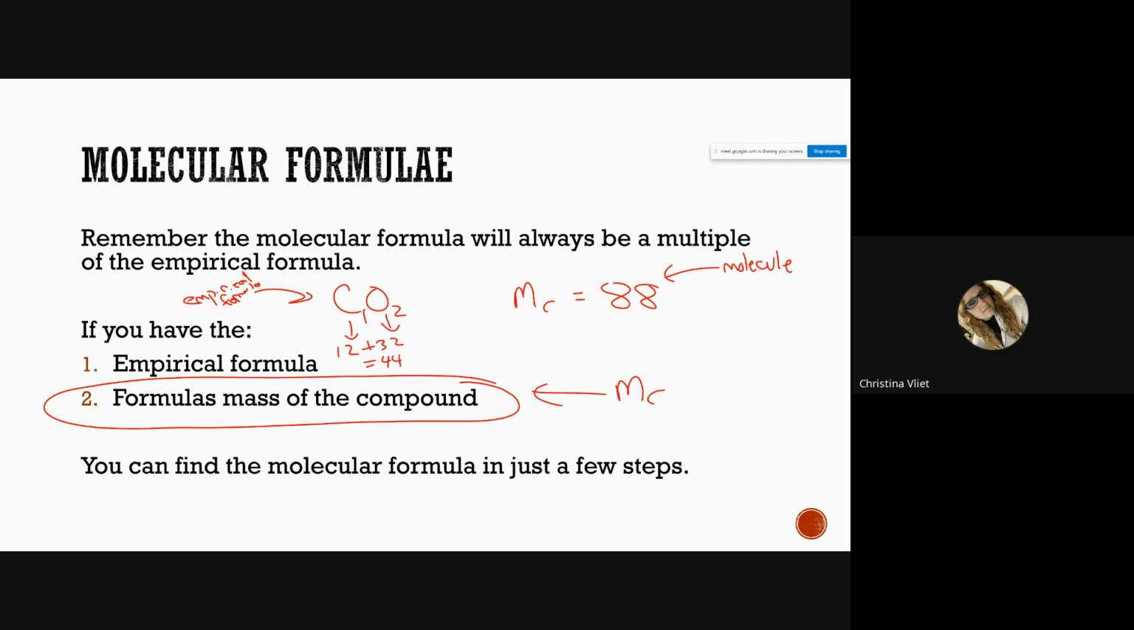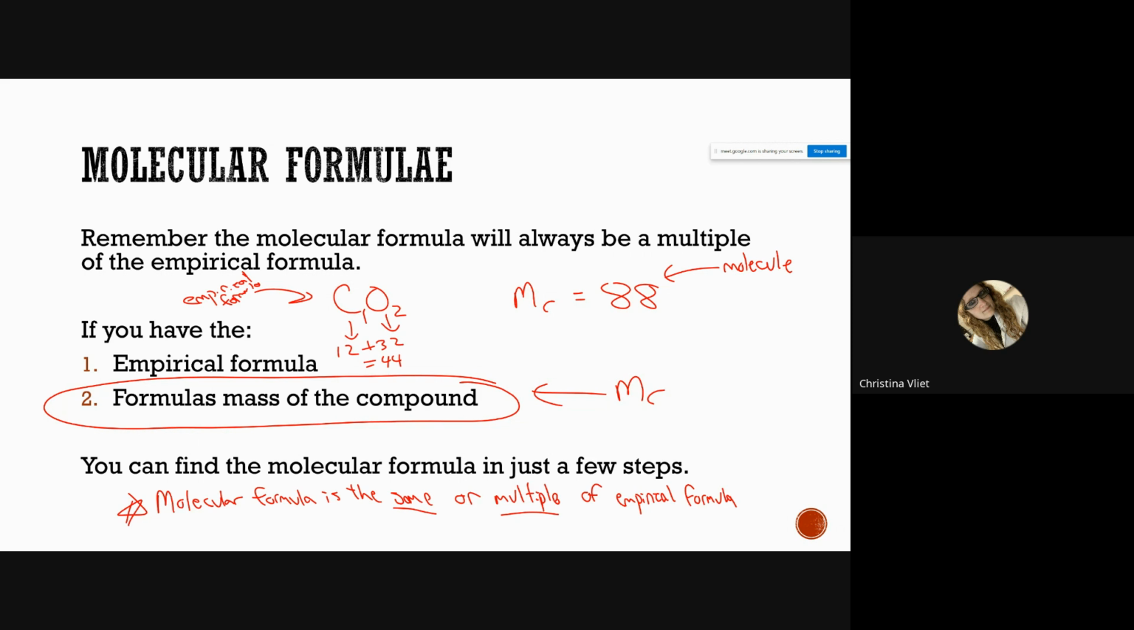So the molecular formula, it's important to note, is always a multiple. It's either equal to or a multiple of the empirical formula. So you may want to write that down. The molecular formula is the same or a multiple of the empirical formula.